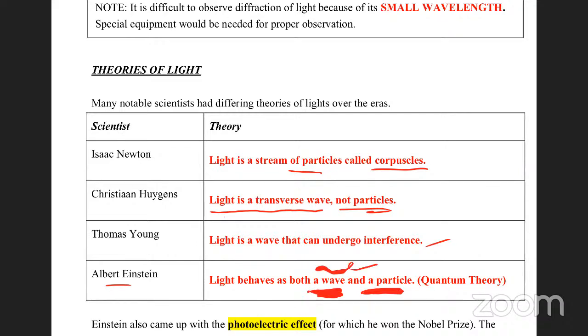So this is the theory that we stick with now. Light has both wave and particle properties. Everything around us has both wave and particle properties. It's just that some of them we see the particle properties, and some we view as waves alone. But they all have both properties, just one more dominant than the other.